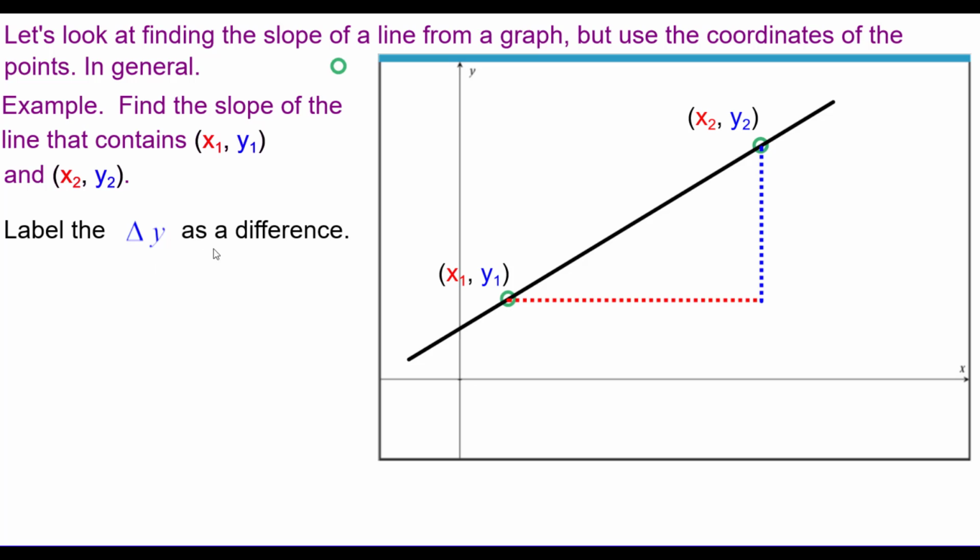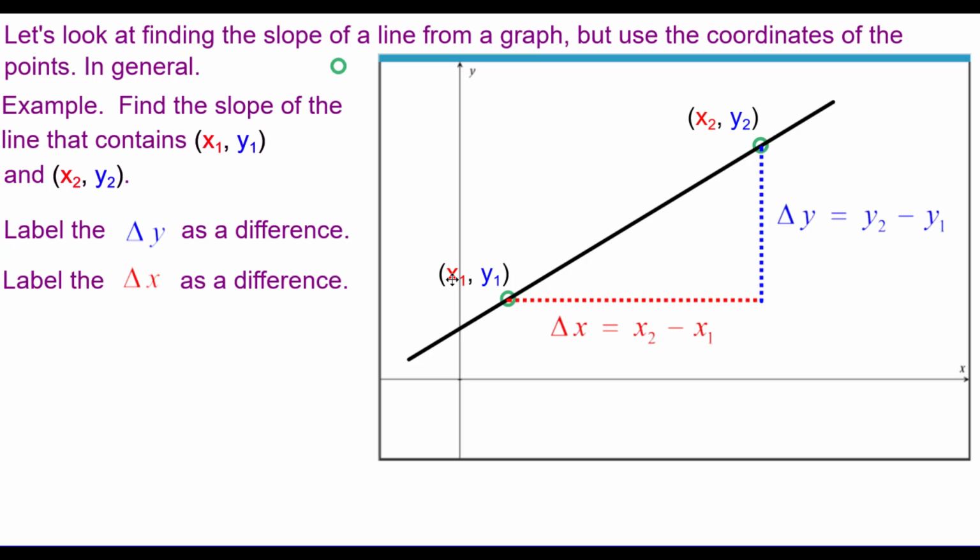Label the change in y as a difference. So in this case, the difference of the y coordinates will be y sub 2 minus y sub 1, which we can't simplify because these aren't numbers. Similarly, label the change in x as a difference. And in this case, that'll be x sub 2 minus x sub 1.